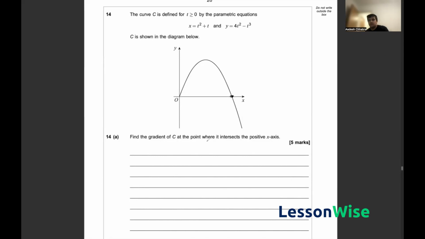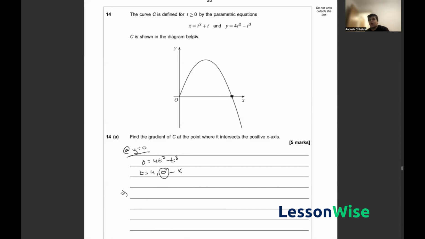So we know that the point of intersection on the x-axis is when y is equal to 0. So let's go ahead and find the value of t at y equals 0. So at y equals 0, we know that 0 would be equal to 4t squared minus t cubed. Now, if you plug this into your calculator, we will find that t is either equal to 4 or 0. I'm going to reject the zero value because later on we will find that the derivative becomes 0 if we were to use it, and from the graph you know that that's not the case. So I'm going to use t equals 4 and move on with the question.